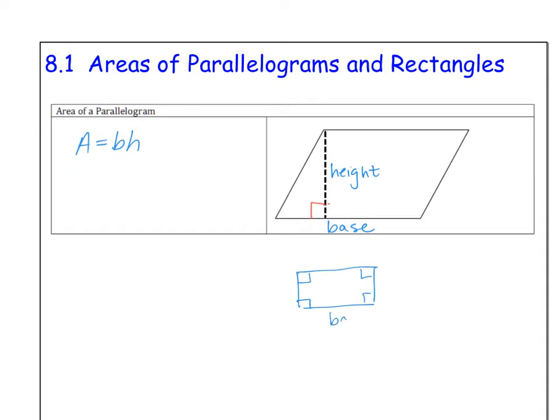So this is the base and this is the height. And it also works for a square, because a square is also a rectangle because it has four 90-degree corners. It's just that it has four congruent sides as well. But again, you could do base times height, and that would give you the area.